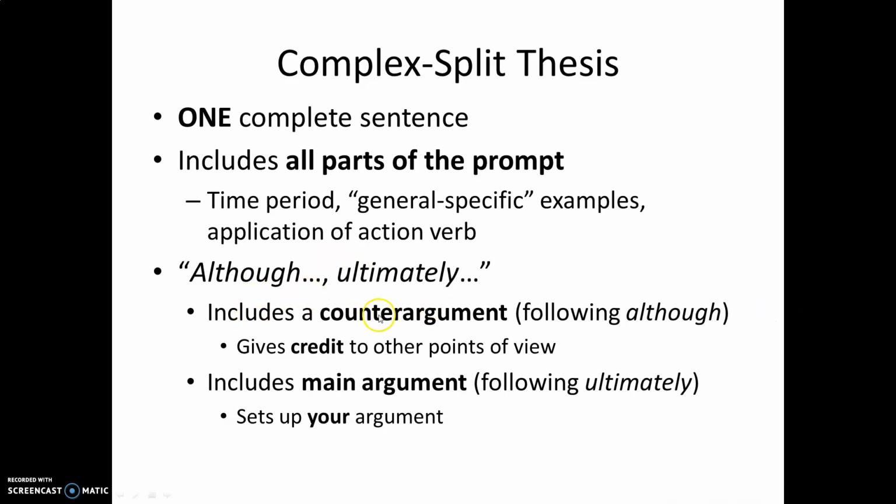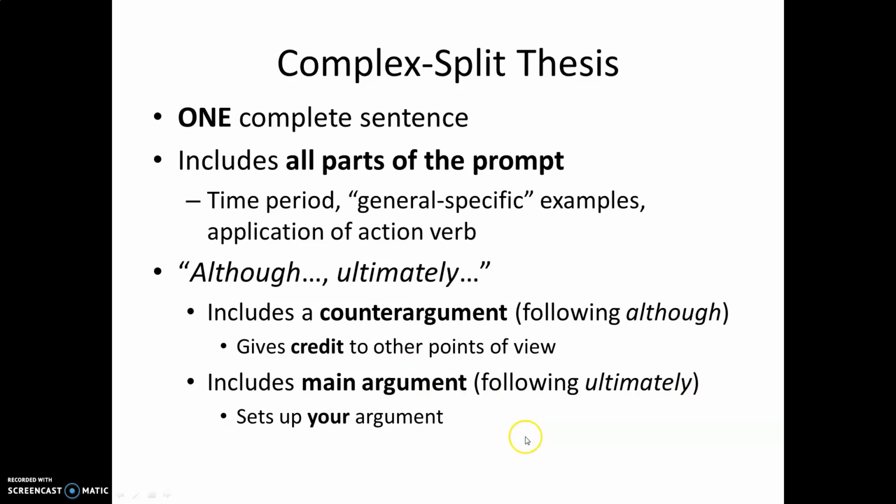So this will gain you that argumentation point. It'll guarantee that you have a thesis, because everything after the word although, but before the word ultimately, is the counter argument. And this gives credit to an additional point of view. It gives credence to the fact that there's another perspective that exists. Anything after the word ultimately sets up the main argument. This is your argument. You're acknowledging that although there's another point of view, ultimately this is the direction that the thesis will go.